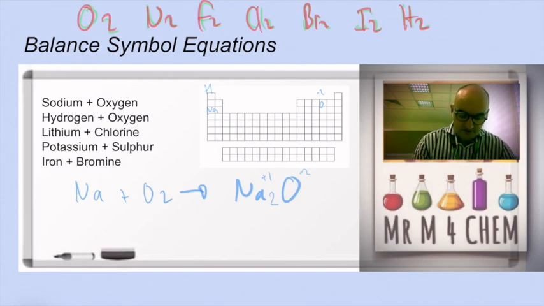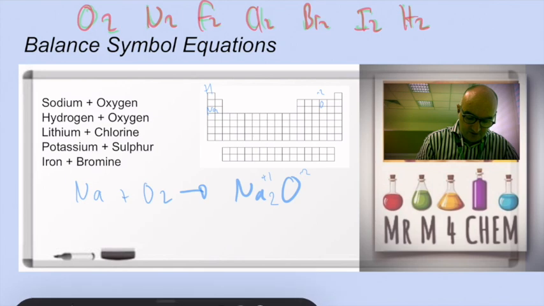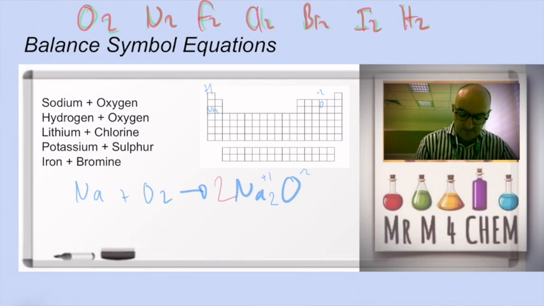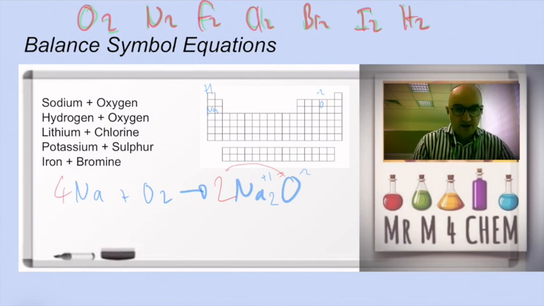Na2O, sodium oxide. Now there are 2 sodiums here, 1 oxygen, 2 oxygens, 1 sodium. So I need to do 2 of these, because now I've got 2 oxygens, and now I've got 4 sodiums. So that balances: 4 Na, 1 O2 goes to 2 Na2O. Happy days.